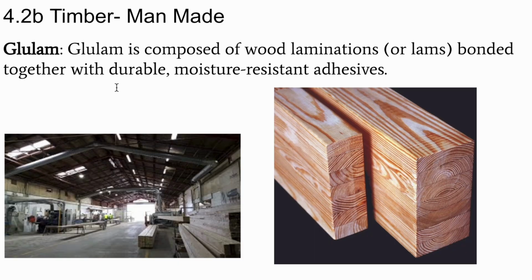Glulam is composed of wood laminations or lams bonded together with durable, moisture-resistant adhesives. When they put these glulam beams together, they vary the direction of the grain again so that you get more strength in the beam itself. And you can see that on this one right here. You'll see that the grain of the wood is going in this direction, and then down here, it's going in the opposite direction. So this is the rainbow and the smile. And you're going to vary that all the way through.